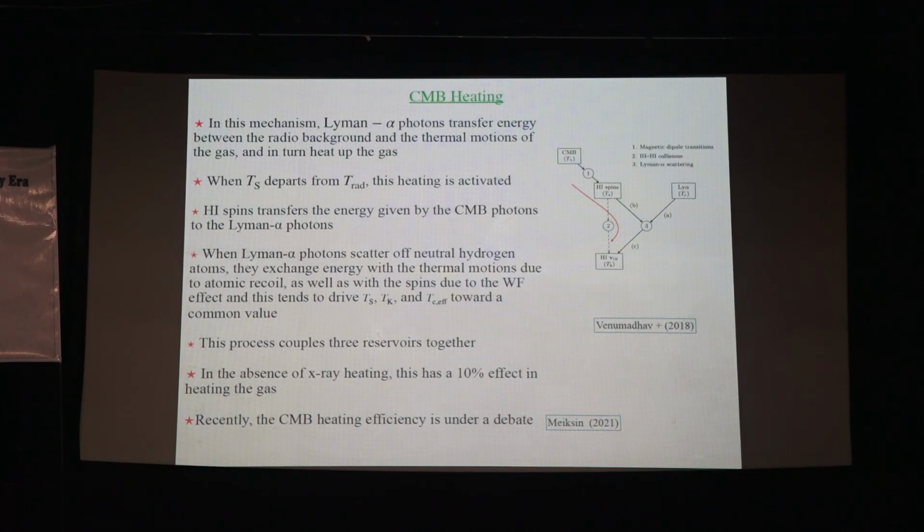So Lyman alpha photons basically transfer energy from the CMB to the thermal motion, and it heats up the gas. In the absence of X-ray heating, this paper claims a 10% efficiency in heating the gas. However, Avery Maxine recently made some improvements in the calculations, and he showed that this effect is not very efficient, or not at all efficient. Okay, so this is the CMB heating. This is the second heating effect that I wanted to discuss.